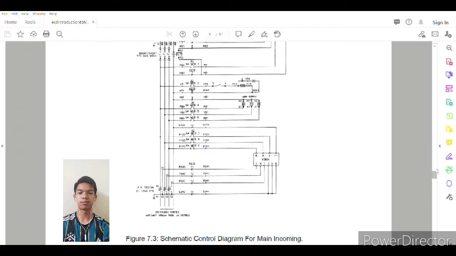Assalamualaikum warahmatullahi wabarakatuh. My name is Muhammad Zulhazri bin Zakaria, AE190019. I will present about figure 7.3, which is the schematic control diagram for the main incoming. Basically, it is known as the single line diagram. It is the single line diagram because it only has one line.